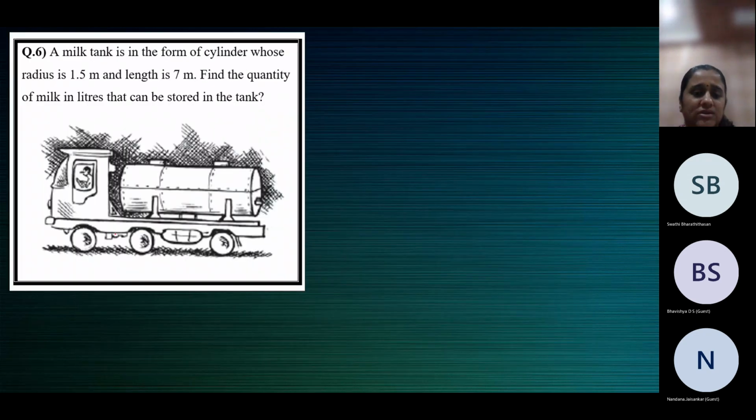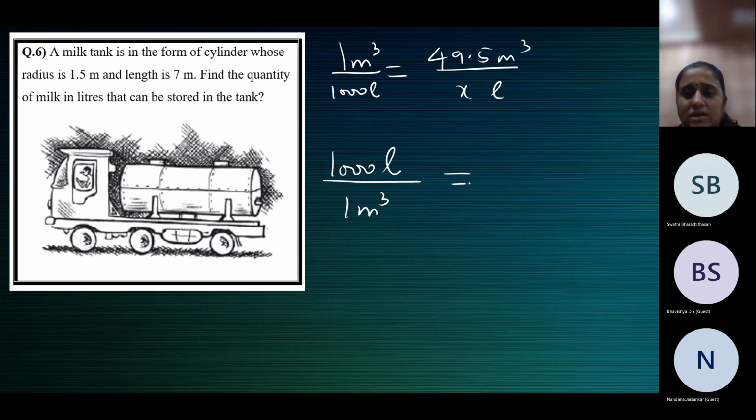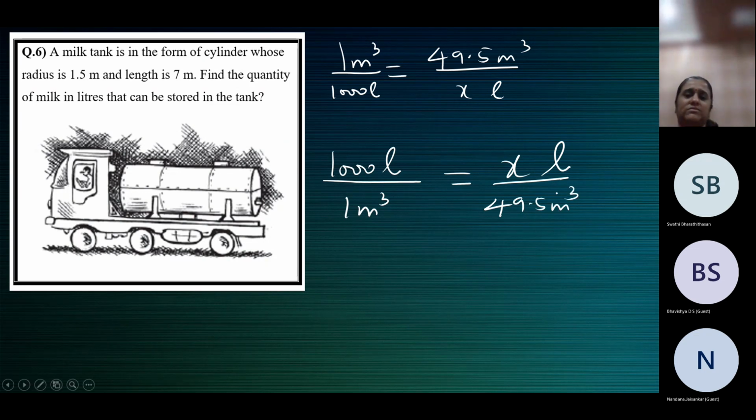See here, children, I'll do it here again for you. 1 meter cube is 1000 liters. Then 49.5 meter cubed is how many liters? You can write it like this, or you can write 1000 liters is 1 meter cubed. Then how many liters is 49.5 meter cubed? Just cross multiply and you'll get the answer.